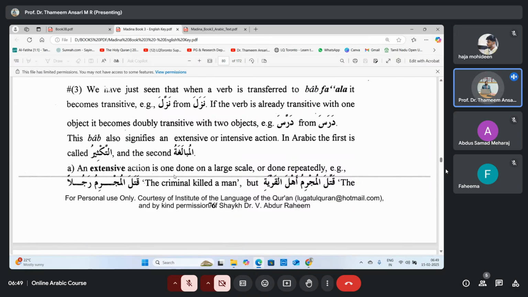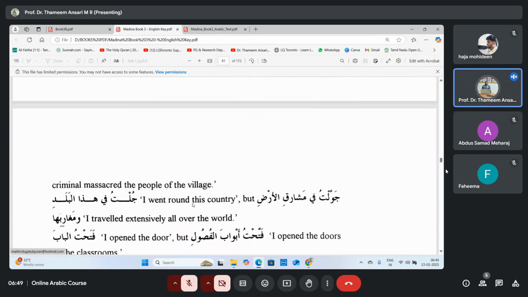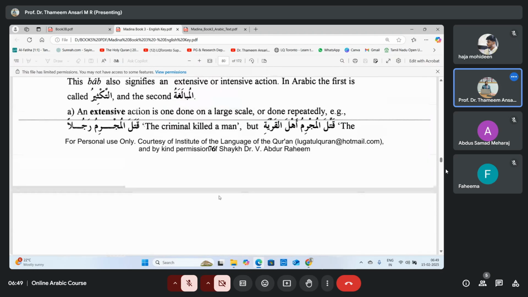An extensive action is one done on a large scale or done repeatedly. Example, Qatal al-Mujrimu Rajulan, the criminal killed a man, but Qatal al-Mujrimu Ahl al-Qaryati, the criminal massacred the people of the village.